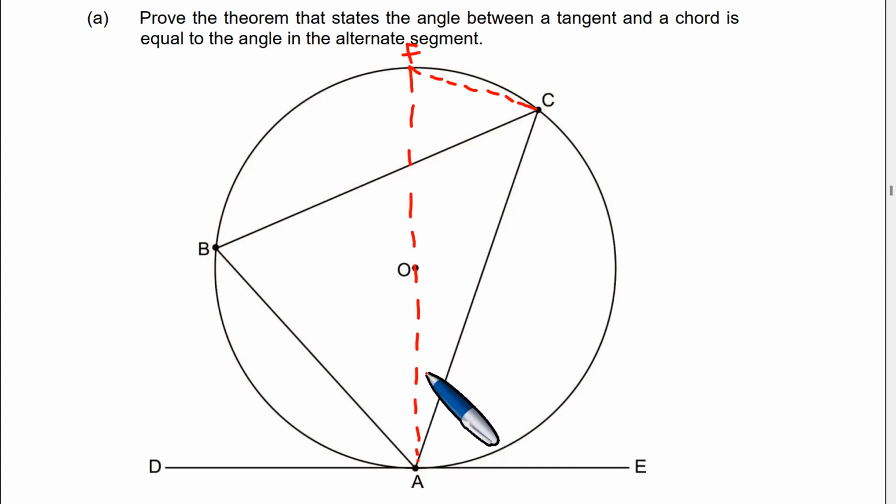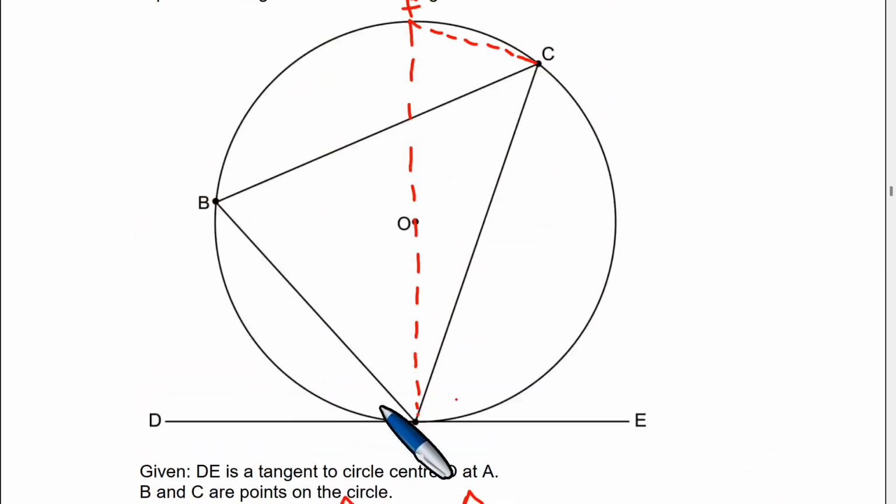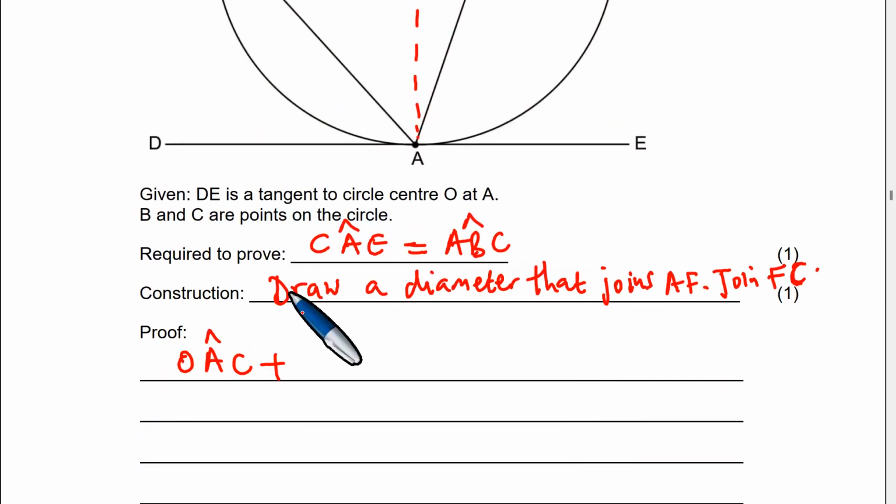So we say this angle here, which is OAC, plus CAE, this plus this is 90 degrees. That is the first thing, because this is a tangent and this is a diameter, so the tangent is perpendicular to the line through the center. Right, so this is what we say. We write OAC, this angle here, plus this one here, which is CAE, and this result is equal to 90 degrees.